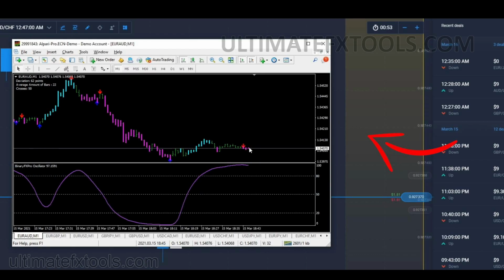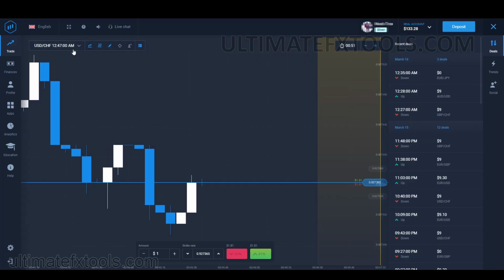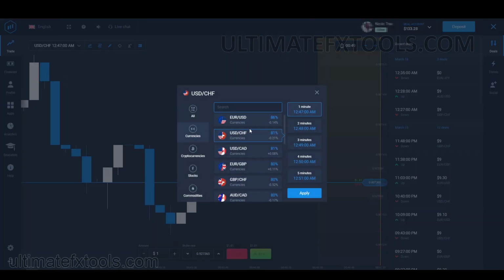Look at this chart. The oscillator is at the maximum resistance level, and it generates a sell arrow. Let's trade with it. You can trade it on normal markets and avoid trading with the news.